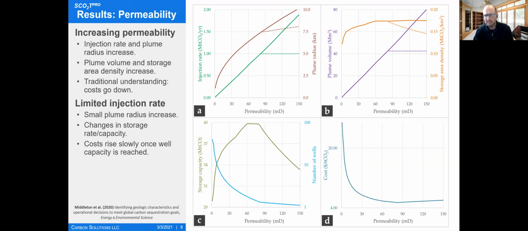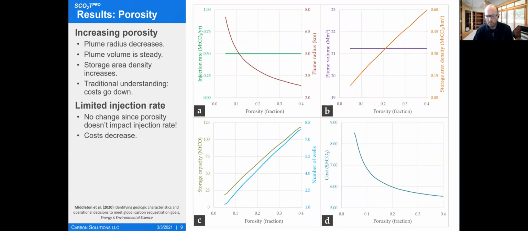impact where costs actually do start to go back up again with these really highly permeable formations. But if you look at that chart in the bottom right, yes, the costs go up, but maybe they only go up $1 a ton or something. And so it's not as dramatic as the costs went up with formation depth.